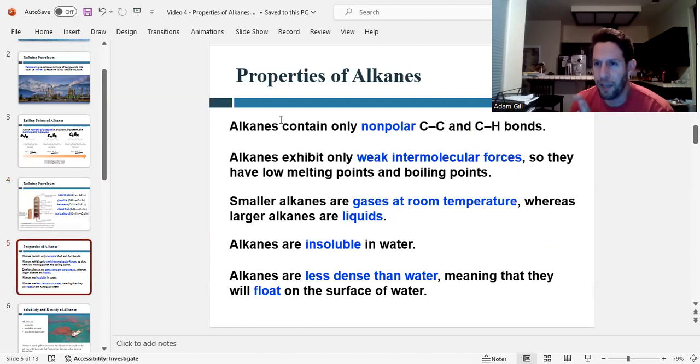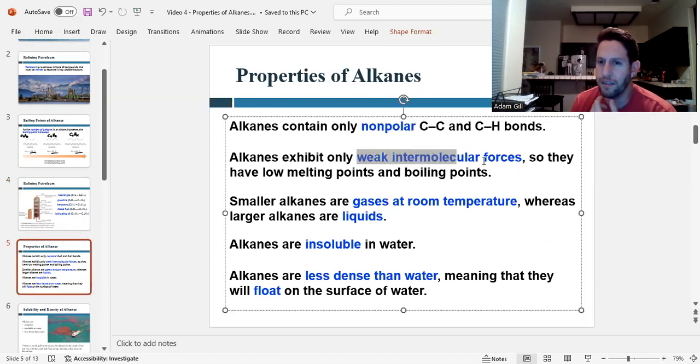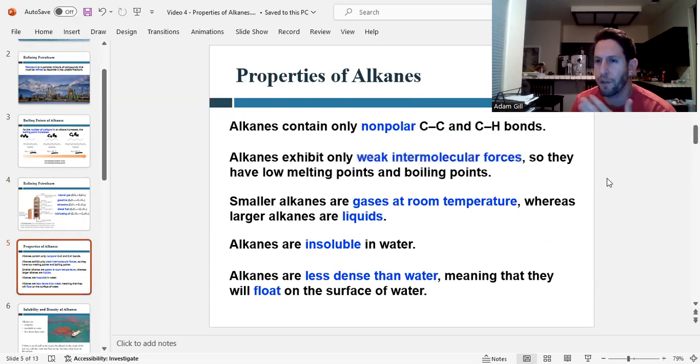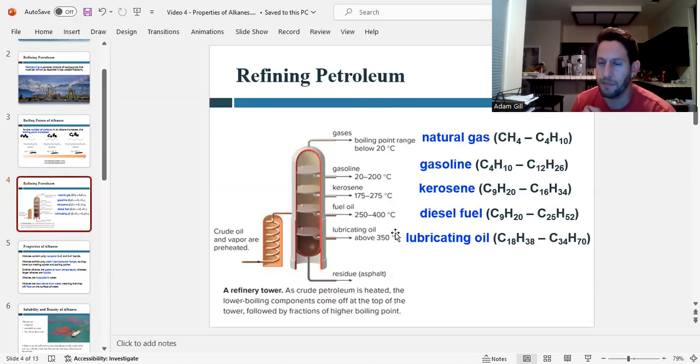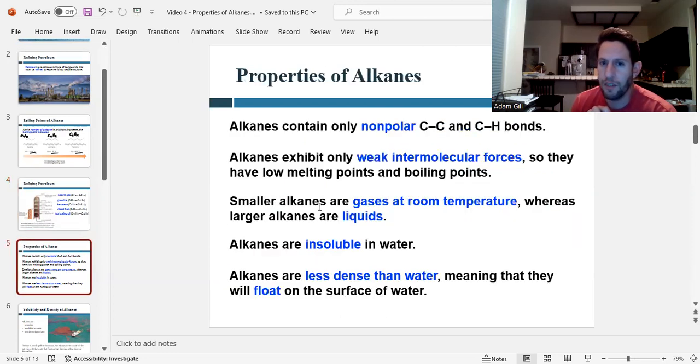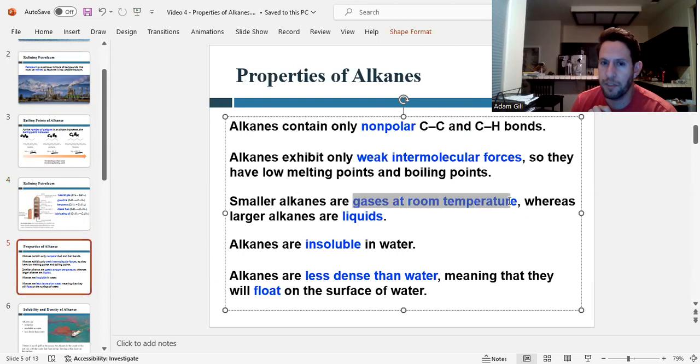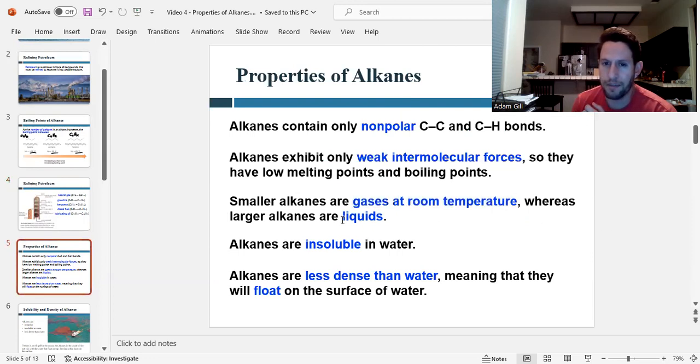So alkanes are nonpolar. They contain only carbon-carbon and carbon-hydrogen bonds. There's no electronegative atoms, so they are nonpolar. They have relatively weak intermolecular forces, so they have low melting and boiling points, right? That's why we're able to separate them, because they have reasonable boiling temperatures. The small ones are gases at room temperature. The larger alkanes are liquids at room temperature, and the really big ones are solids at room temperature, like asphalt.